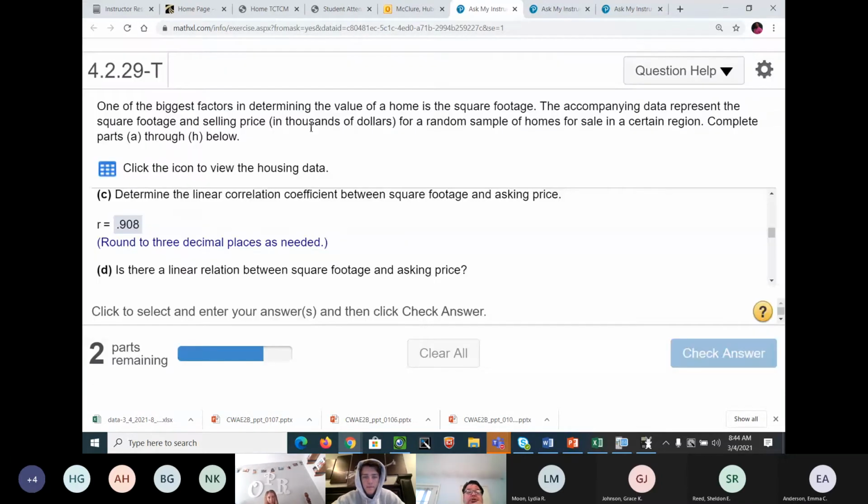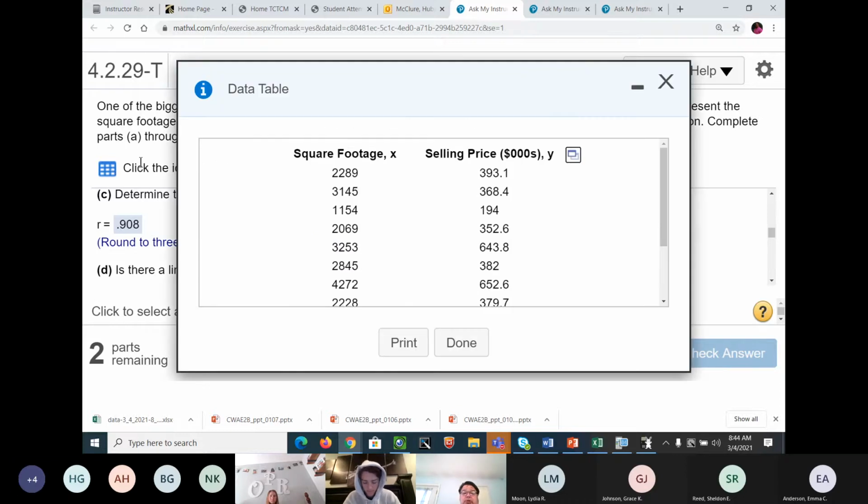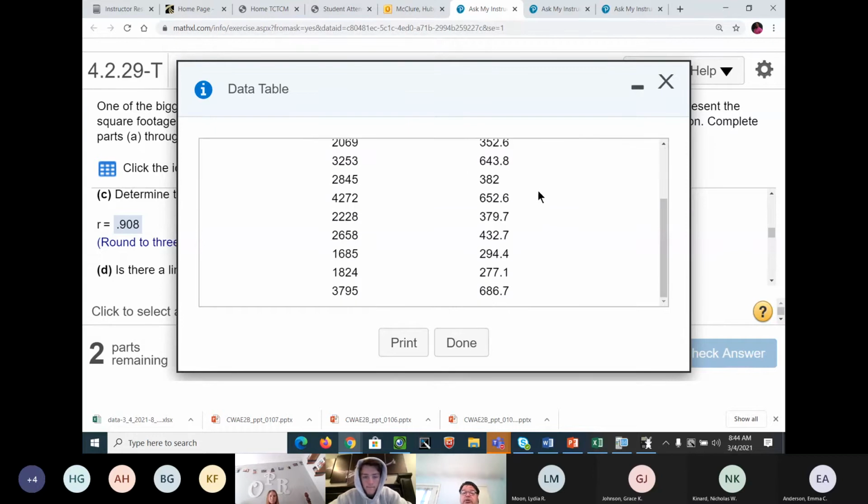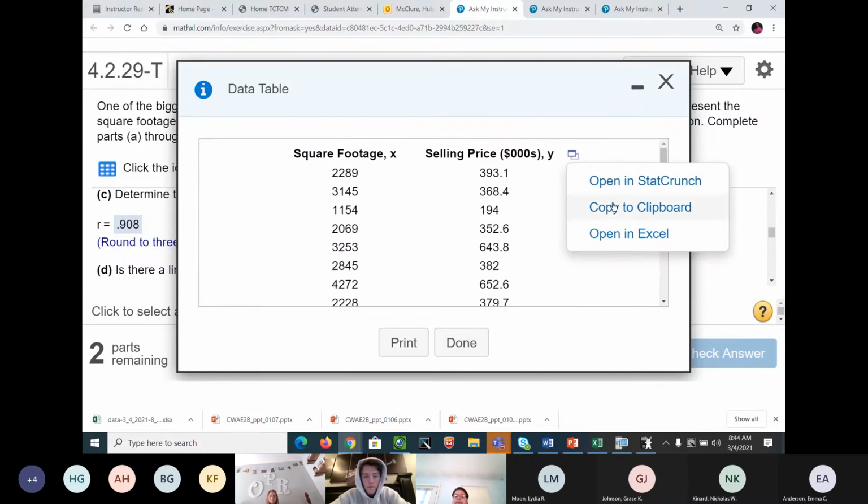One of the biggest factors in determining the value of a home is square footage. The accompanying data represents the square footage and selling price in thousands for a random sample of homes in a certain region. Complete parts A through C. So let's see what the data looks like. This is going to be a scatter plot. Let's just get all the bare necessities out of the way. Let's go to the Excel spreadsheet.